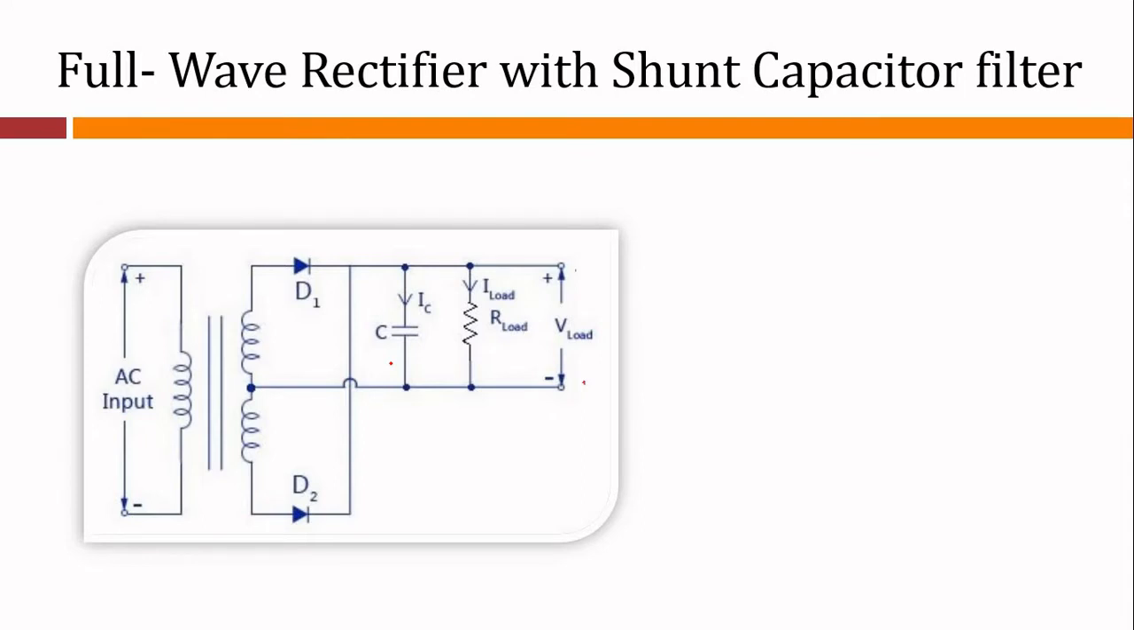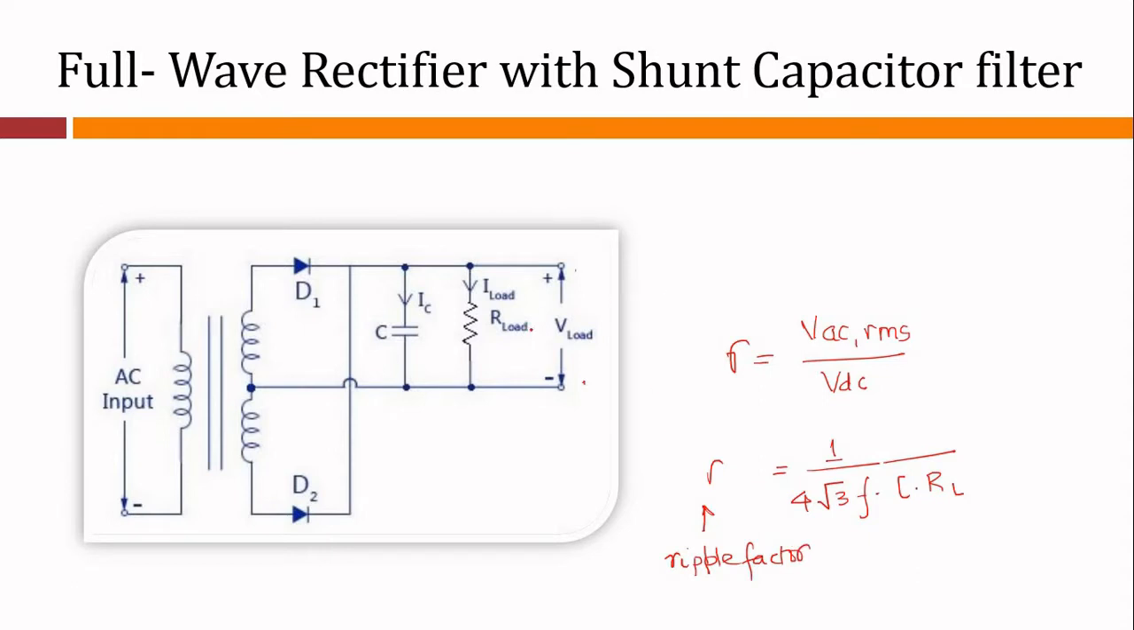So in this case, the ripple factor R equals VAC RMS divided by VDC. So if you substitute, refer to the class lecture, we have arrived at the value of ripple factor R equals 1 upon 4 root 3 F C into RL. So this is the ripple factor.